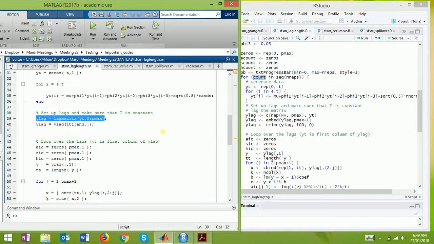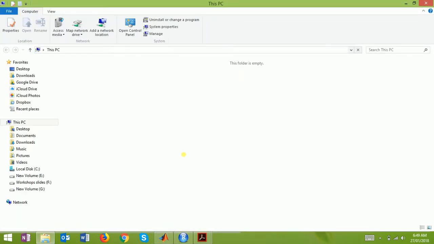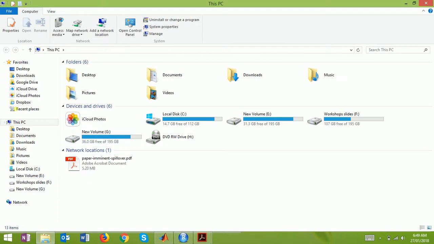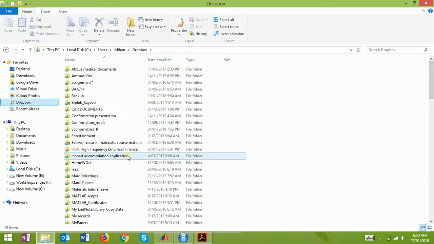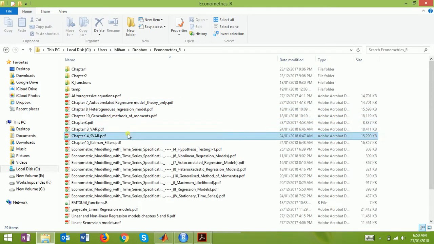Now this is something we are using for the first time, and the question is, what is lag matrix? What does lag matrix do? Well, to understand lag matrix we need to talk about the chapter that we will be talking about next. We'll need to open that chapter, which is located here, VAR.